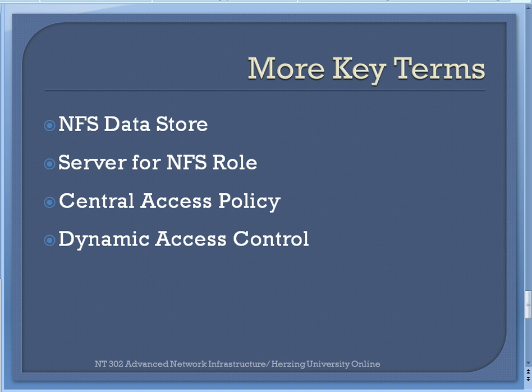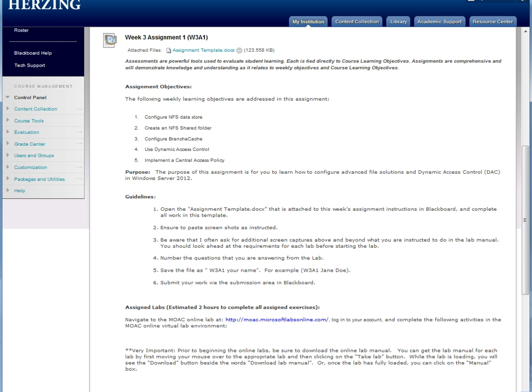And finally, let's take a few minutes to go over the assignment for this week. Okay, as you can see here, the assignment starts out with a list of the assignment objectives. These are the weekly learning objectives that are addressed in the Week 3 assignment. Since we've already gone over all the weekly objectives, I will not go over them again here, but notice that weekly objectives 1 through 5 are addressed in the Week 3 assignment.